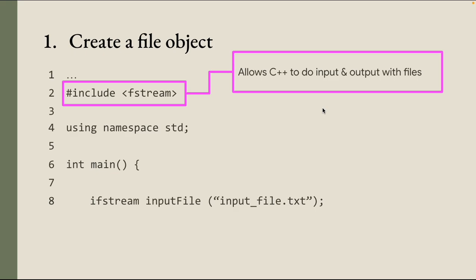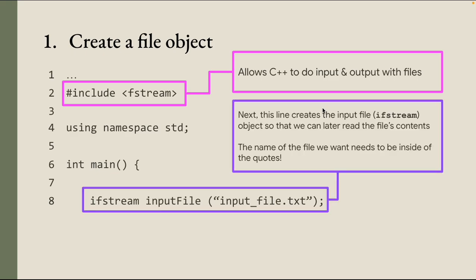Next, we have to name it. The name in this case is input file. Just like any other variable, we give it a type and we give it a name. The type is ifstream. The name of it is input file. Inside of the parentheses, we must have a string. This string is going to be the name of the file that we want to open. So by creating this line on line 8, I'm saying create me an input file. We're going to call it input file, and it's going to have the contents of whatever this txt file is right here.